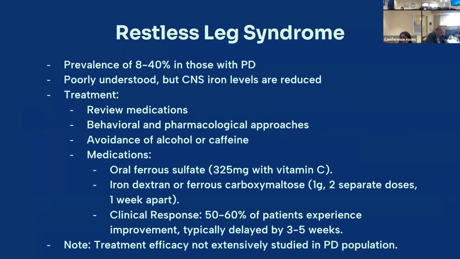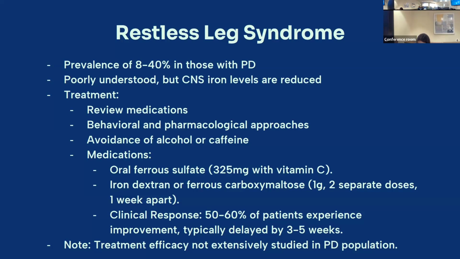Restless legs: prevalence in those with Parkinson's is 8 to 40%. The mechanisms appear to be poorly understood. There's a thought that the CNS iron levels are reduced. Treatment can be challenging in these patients, making sure to review their medications. A lot of them are on those dopamine agonists already. So it's interesting to think that maybe some of it is masked because they're already on these dopamine agonists. Their restless legs may be underestimated, or when they do come to you, they may be coming to you in a state of augmentation, which I'll get into here.